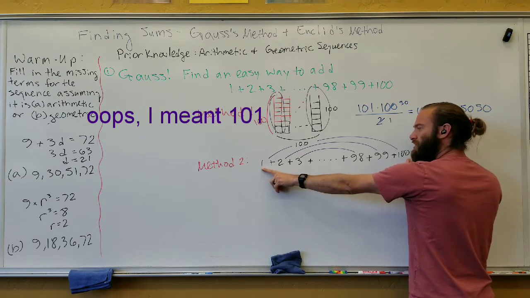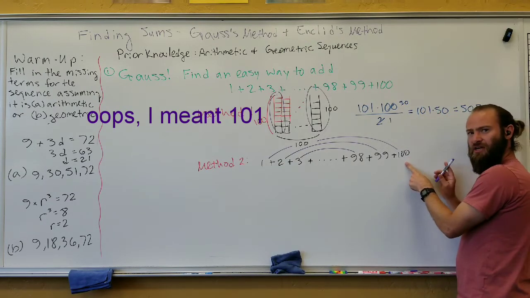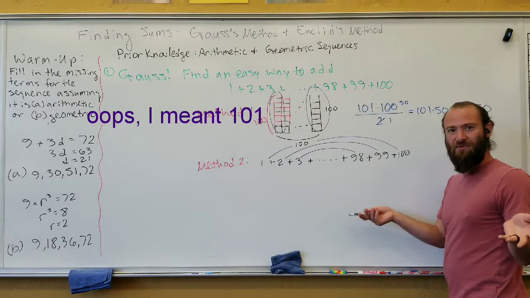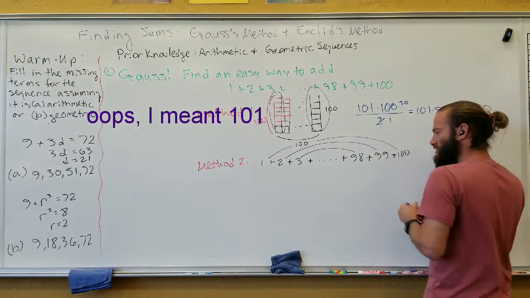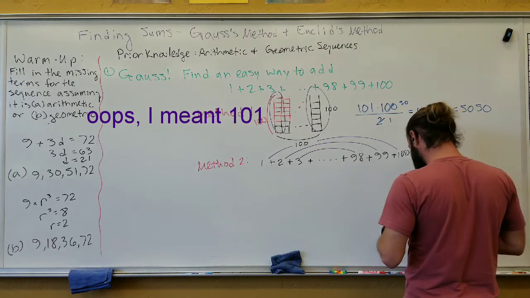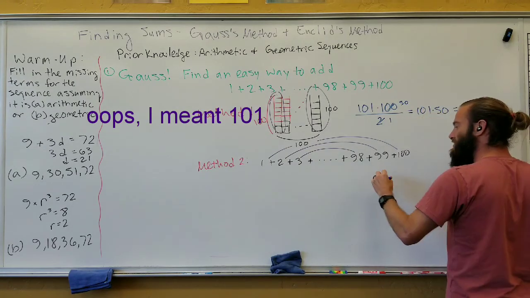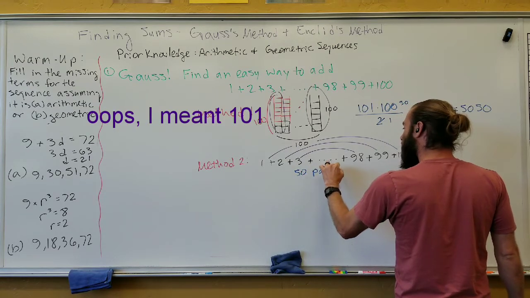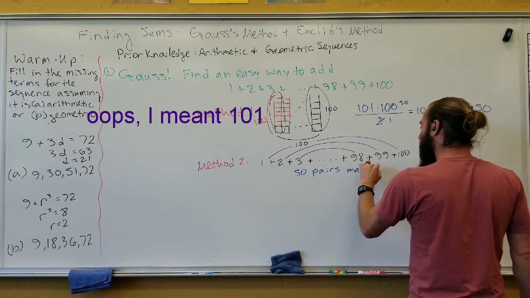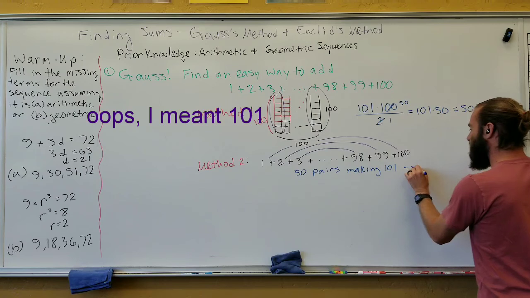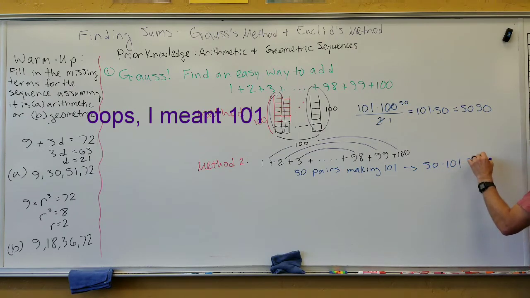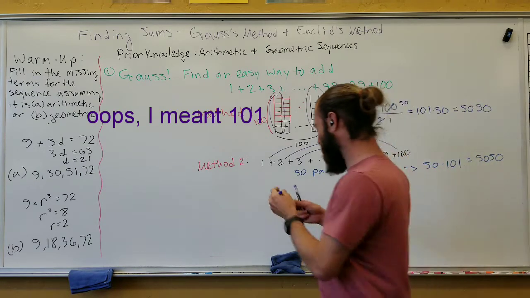well, since there are 100 numbers here and we're pairing them up, how many total pairs of 101 are there? Oh, there's 50 of them, because we're pairing all these 100 numbers. So this is the same as, I'll use my blue again, 50 pairs making 101 each. That just gives me 50 times 101, which is exactly the same as what I got a minute ago, and so we get 5,050 again, which is really neat.